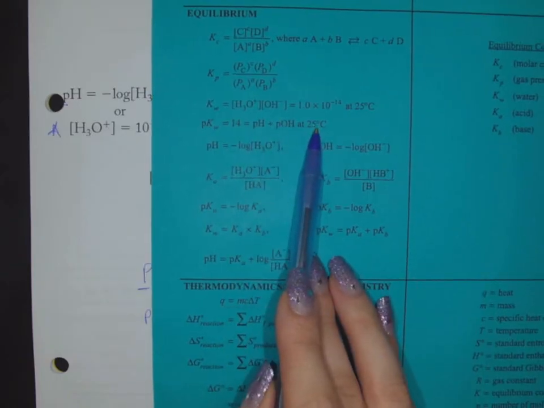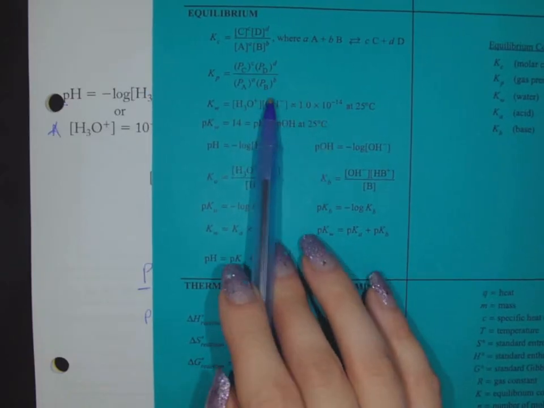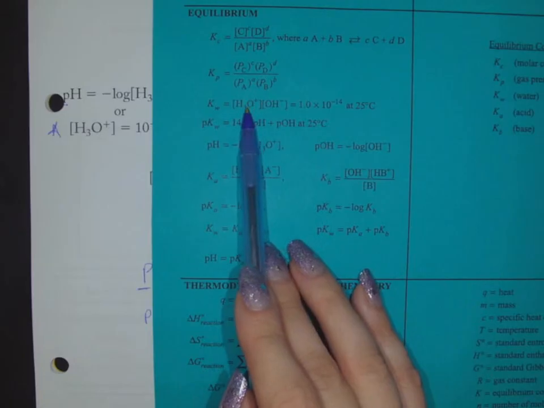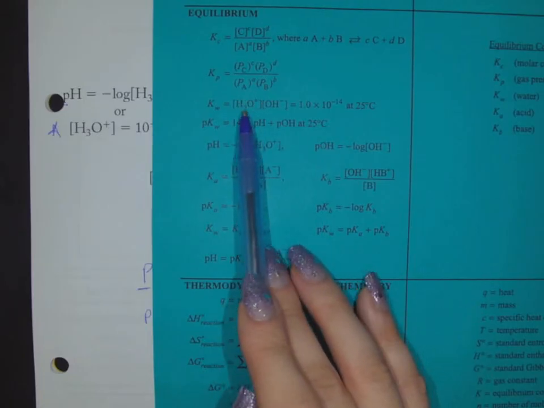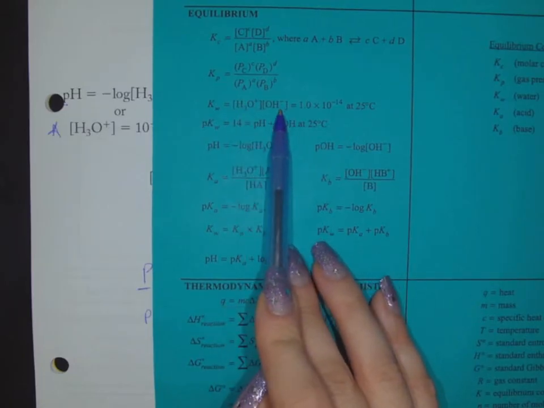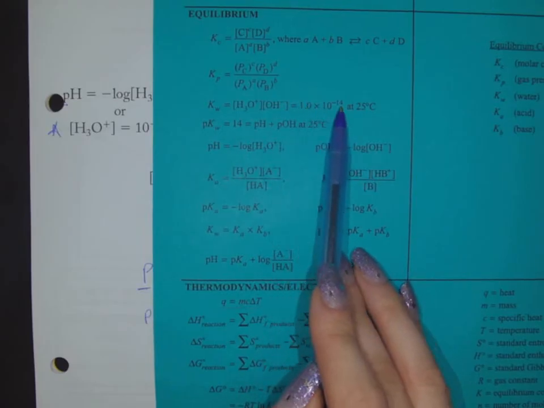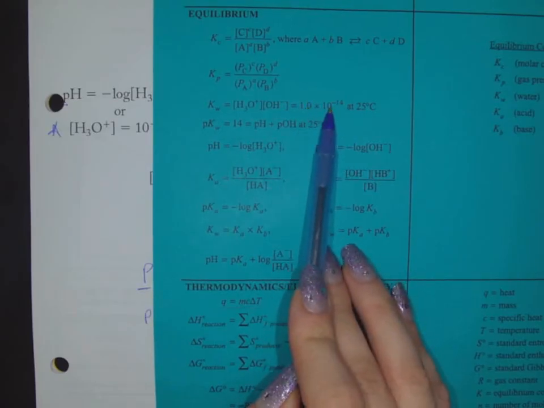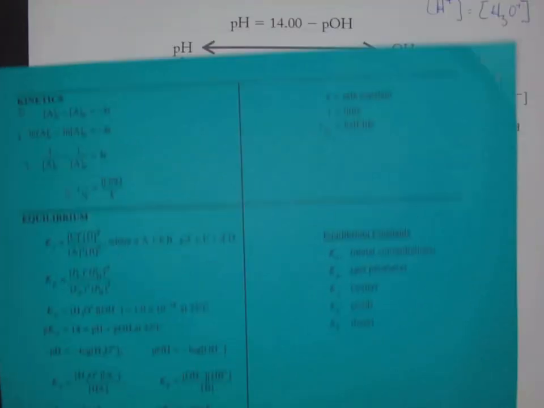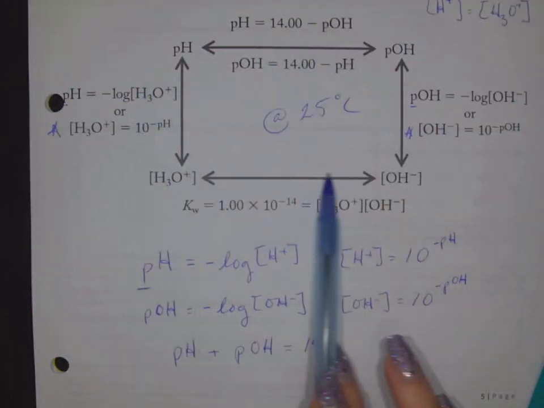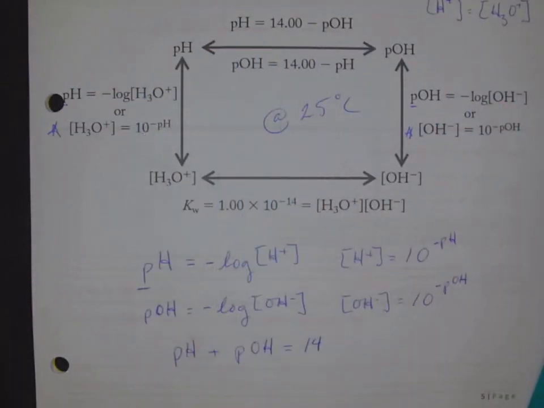Notice how it says at 25 degrees Celsius. And then it also tells you the bottom equation, that if you multiply the concentration of hydronium times the concentration of hydroxide, it equals 1 times 10 to the negative 14. So all of these equations are found on your reference guide. It's just a matter of knowing where they are.